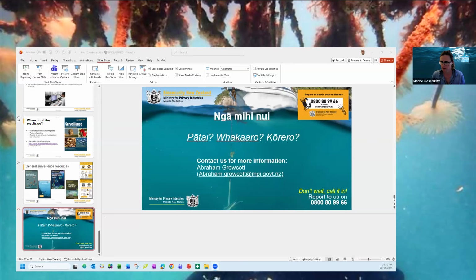Tess has asked, is iNaturalist actively monitored for invasive species postings? That's a great question, Tess. Yes, it is. That's how exotic Caulerpa was first detected, a photograph posted on iNaturalist. So it's a very good source of data.